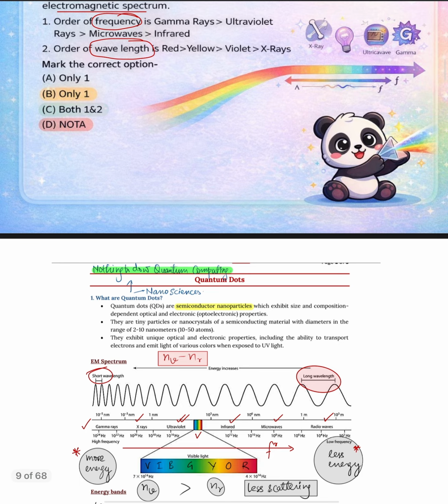It says the order of frequency is gamma rays. Yes, gamma rays is the maximum. Then ultraviolet rays. Then microwaves and infrared, but these have been swapped. Microwaves have less frequency as compared to infrared. So this statement is wrong, and the other one is correct.